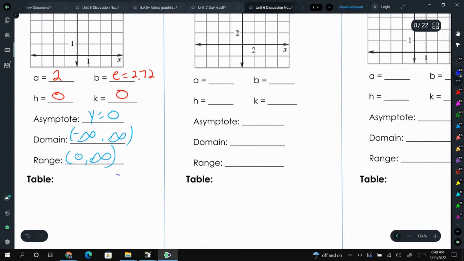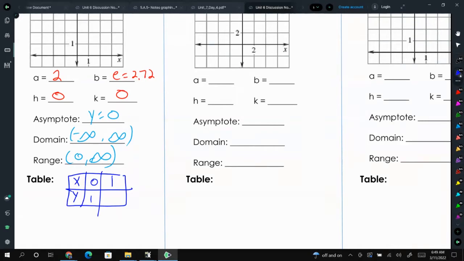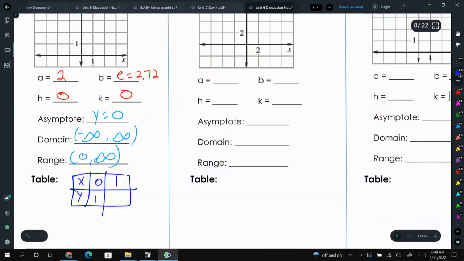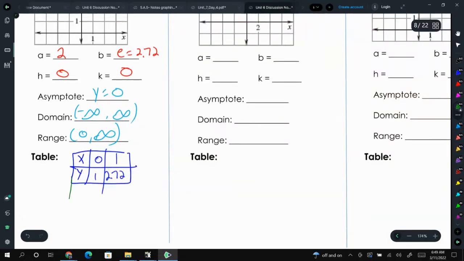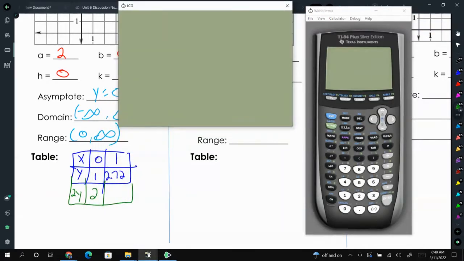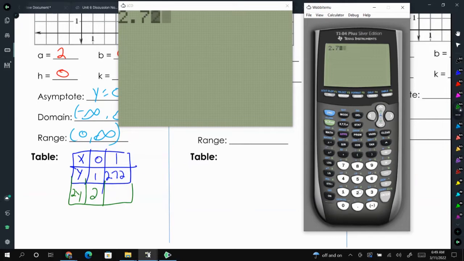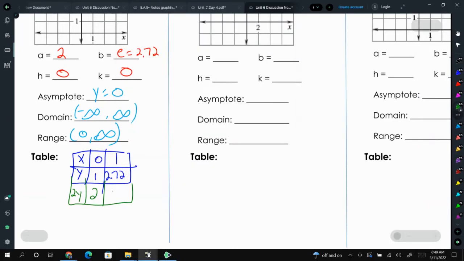And then with our table, we do 1, 0, 1. And then 1, comma e. But instead of writing e, that's pretty difficult to graph. Let's make it a decimal so we know about where to plot that. And then we'll make that second row and multiply all the y values by 2. So 1 times 2 is 2, and 2.72 times 2 is 5.44. So again, we're just going to guess our best when we do that.